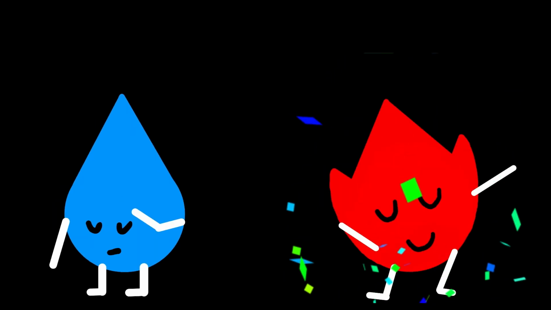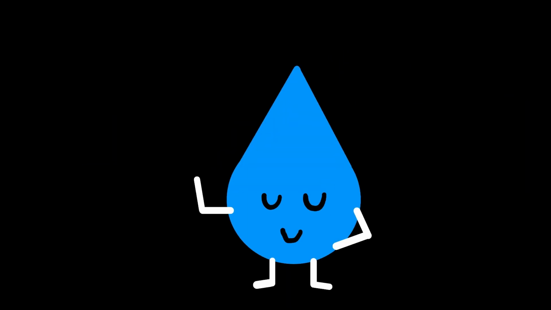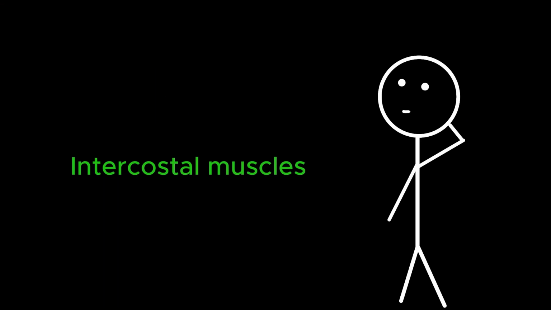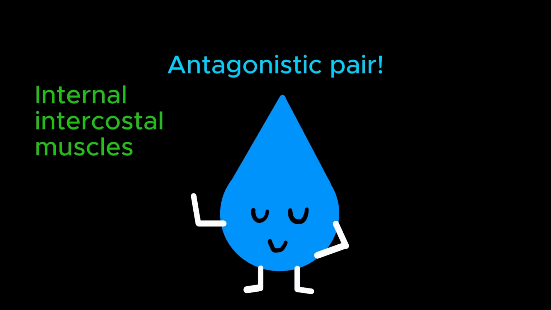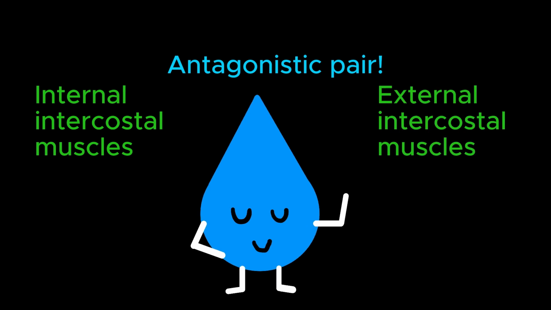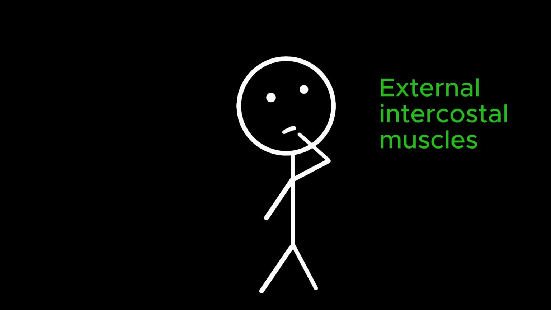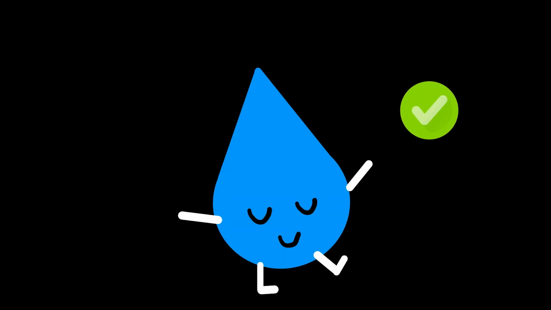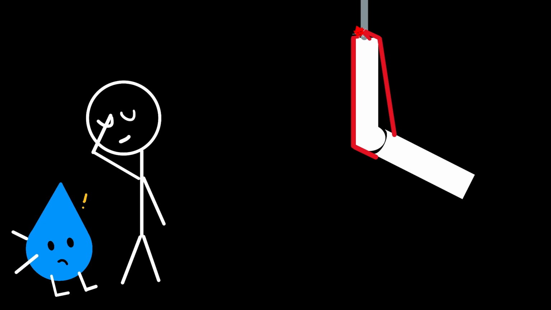Thank you. An important example of an antagonistic pair of muscles are your intercostal muscles. Which are those? The muscles between your ribs. They help to move your rib cage when you breathe in and out. There are internal and external intercostal muscles. Let me guess. The external intercostal muscles help you breathe in and the internal ones help you breathe out? Correct.